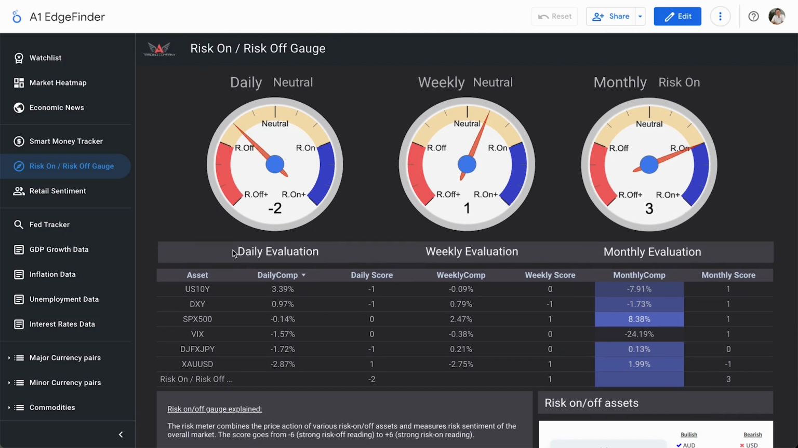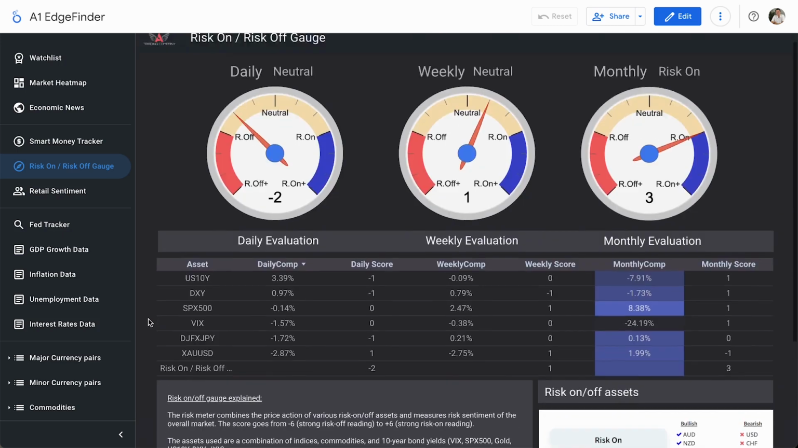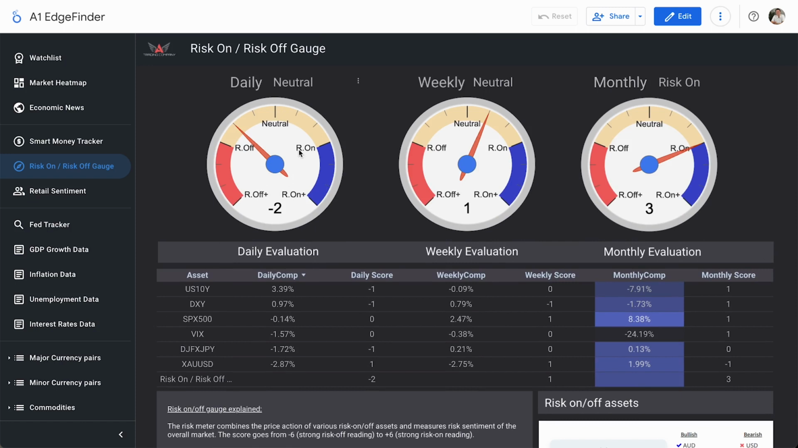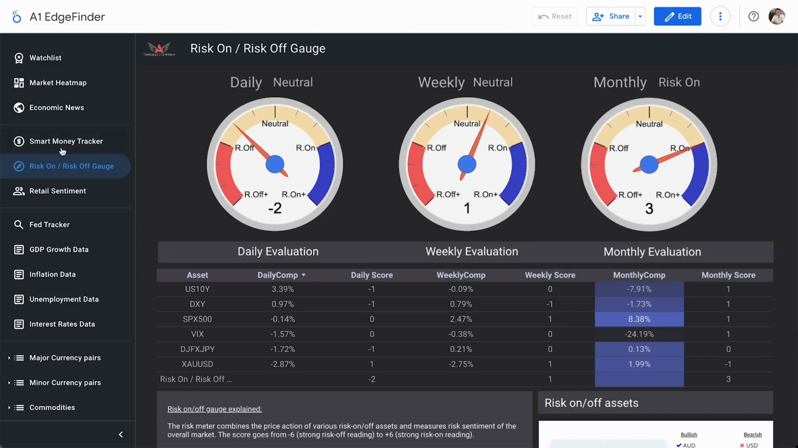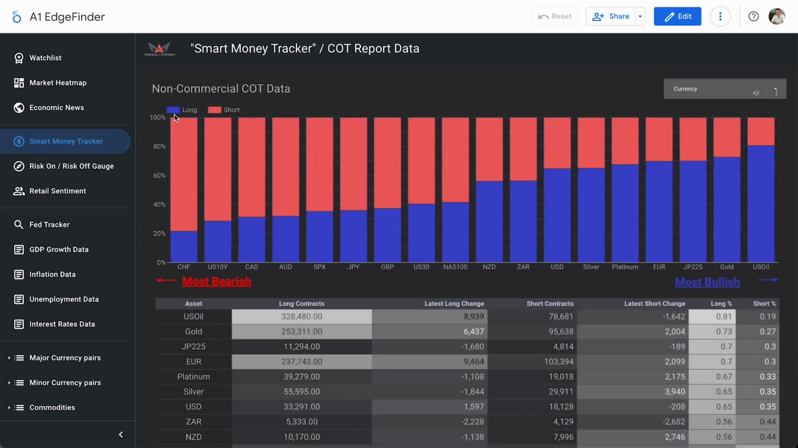But yep, so brand new feature here. Hope you guys enjoy it and get a lot of use out of it. We're excited, especially about this daily one here, because this could be a really good option for day traders to see if it's in this red or if it's in this blue, if they should go check out some of these currency pairs over here. But with that out of the way, let's take a look at the Smart Money Tracker.